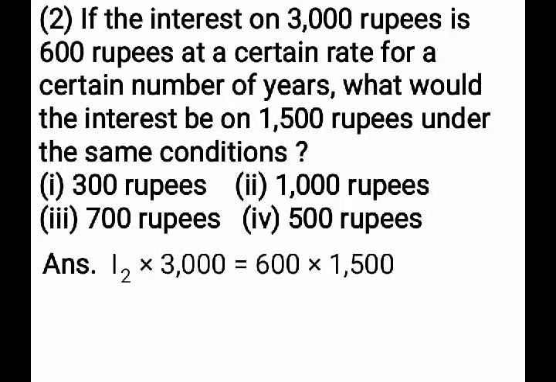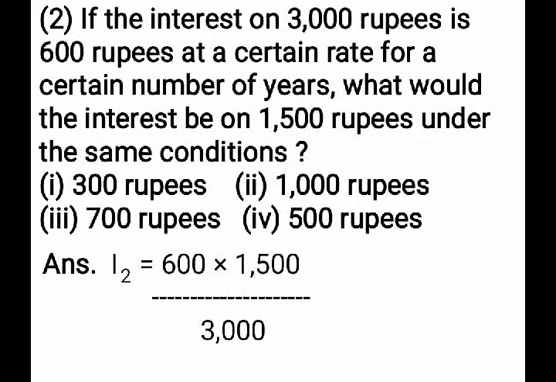This is the cross multiplication method. Interest 2 you have to find. The number 3000 which is on the left side, take it to the right side, into the denominator. That is, interest 2 is equal to 600 multiplied by 1500 upon 3000. Cancel three zeros on the numerator and denominator like this, and multiply the numbers that are left.